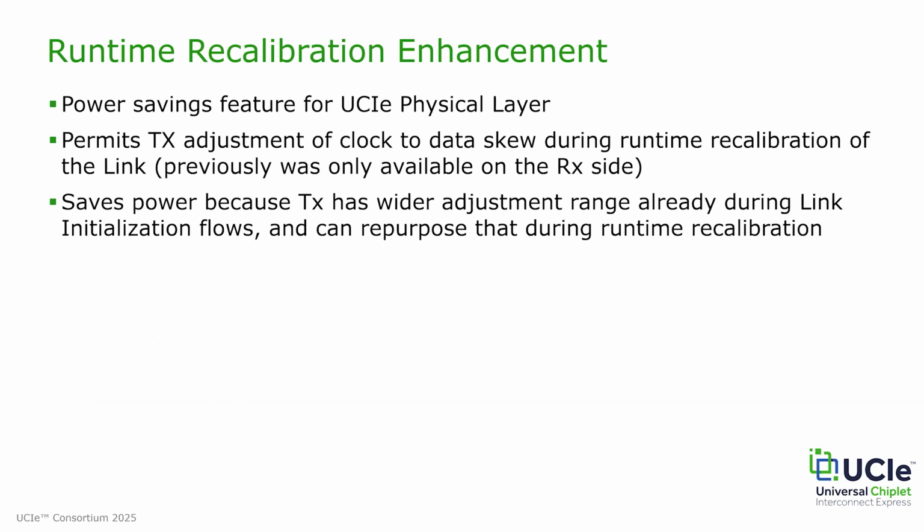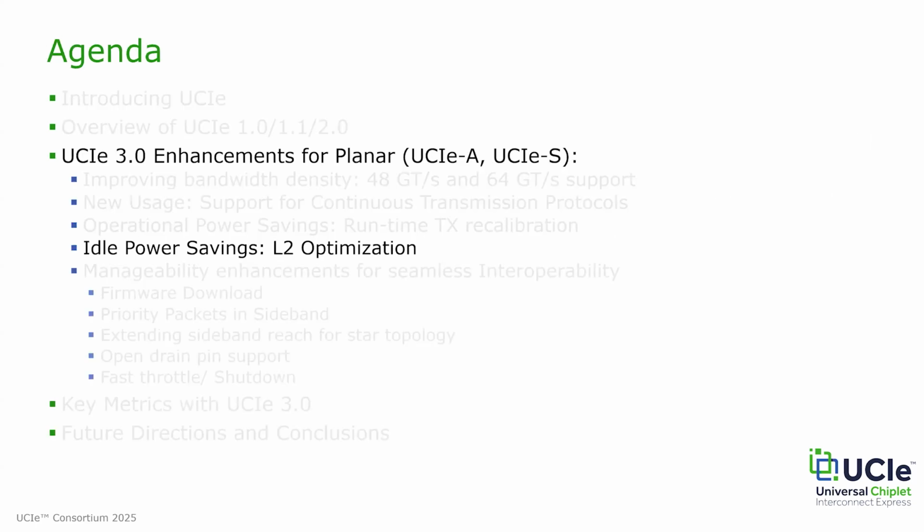Basically, this allows the transmitter adjustment of the clock to data skew during runtime calibration of the link. Now, this capability was previously available only on the receiver side. We also had it available on the transmitter side, but during initialization. So what we do is enable that same flow that we had during initialization during runtime on the transmitter side. Of course, we have it on the receiver side also, but transmitter side is also effective. That way we will result in power savings.